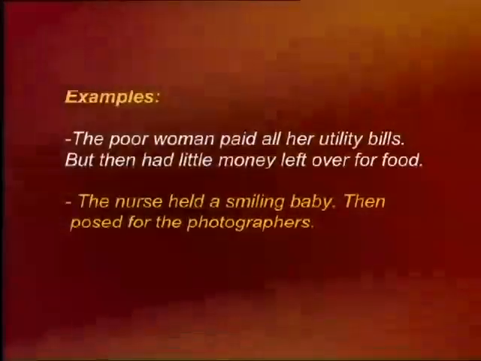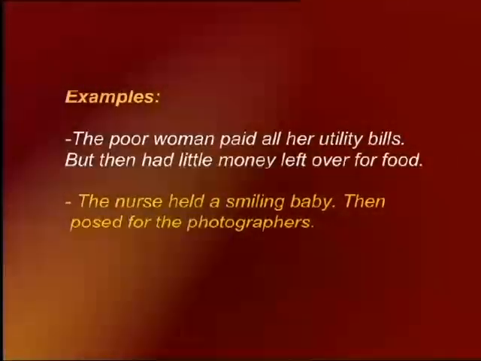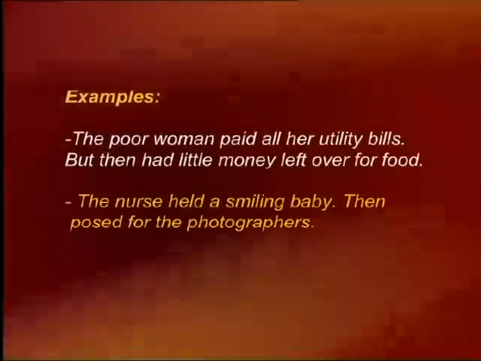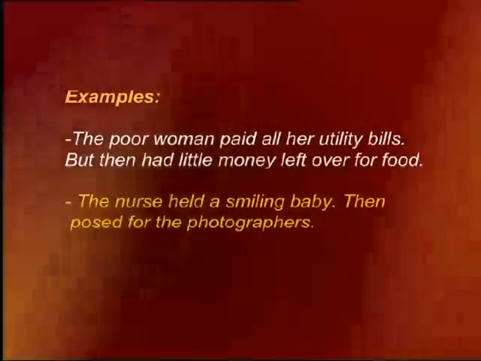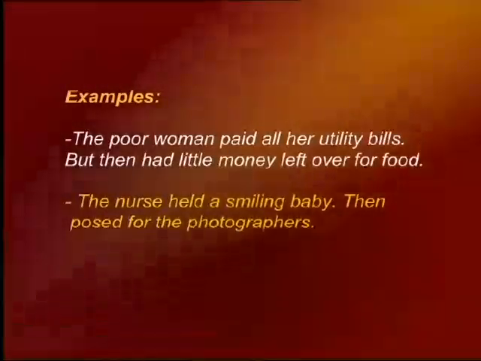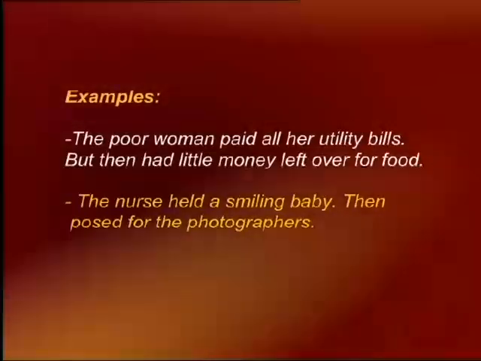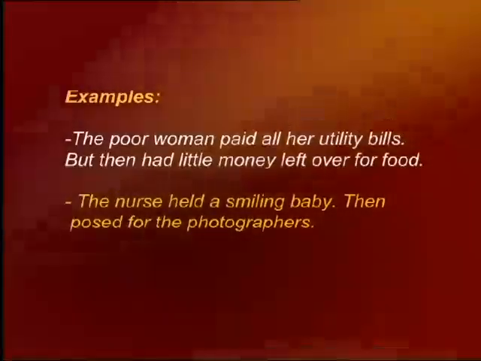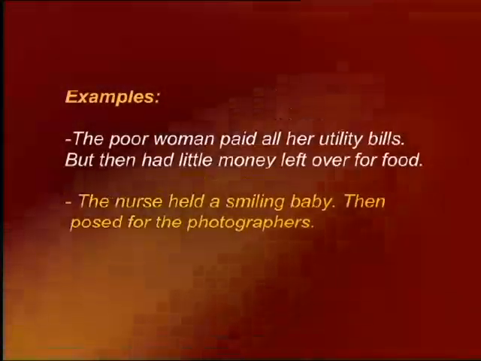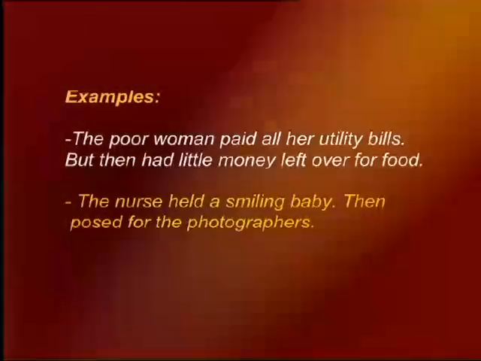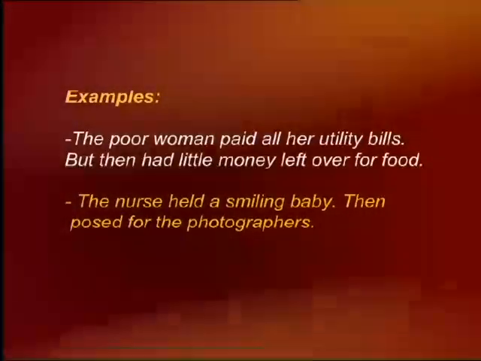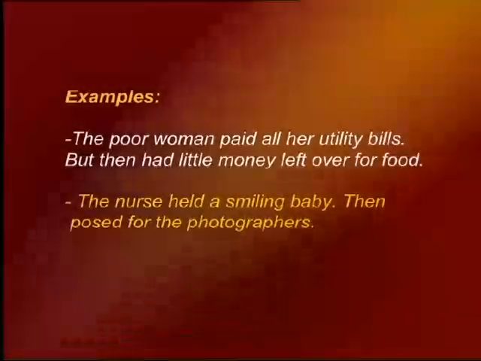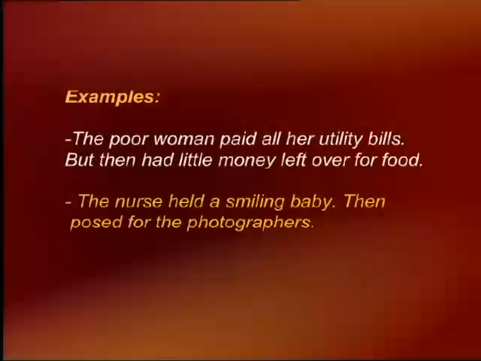Right? The first sentence was, the poor woman paid all her utility bills. But then had little money. But then she had little money left over for food. So what is missing over there in that sentence is the subject she. And in the second one, the nurse held a smiling baby. Then posed for the photographers. What is missing there is the subject. And the subject there would be, then she posed for the photographers.